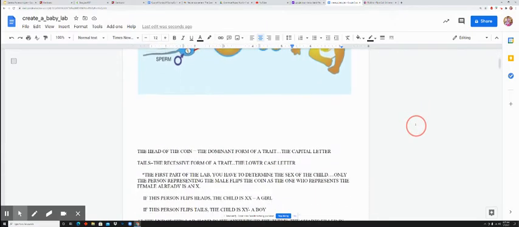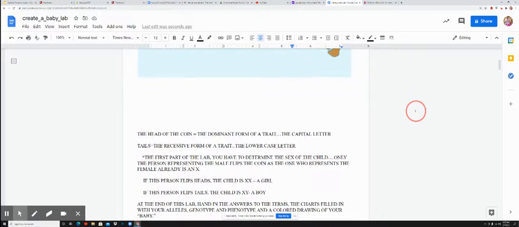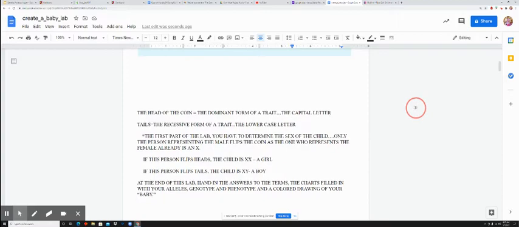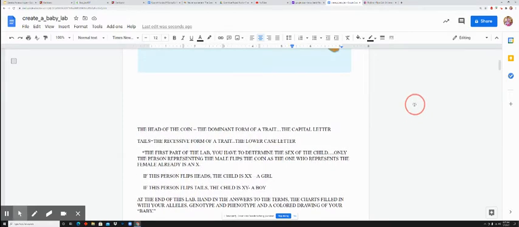So let me read to you. Oh, by the way, you're going to do this after doing vocabulary so you understand what the words are. So let me read this to you. In the first part of the lab, you have to determine the sex of the child.